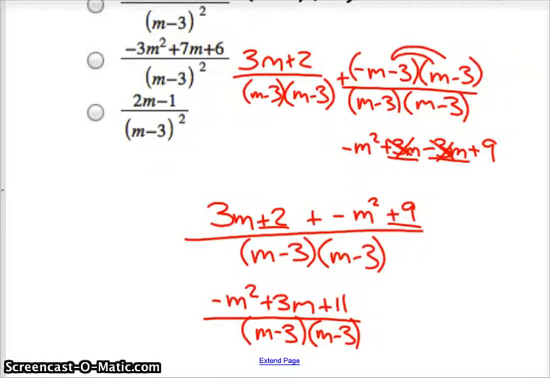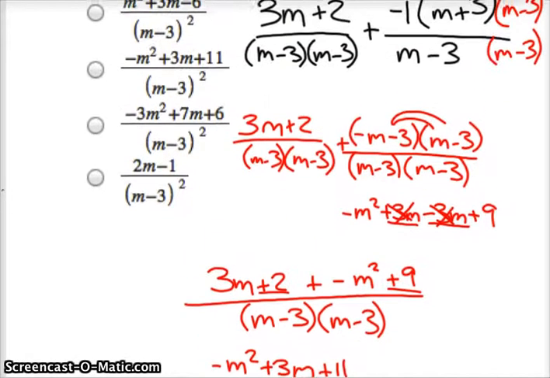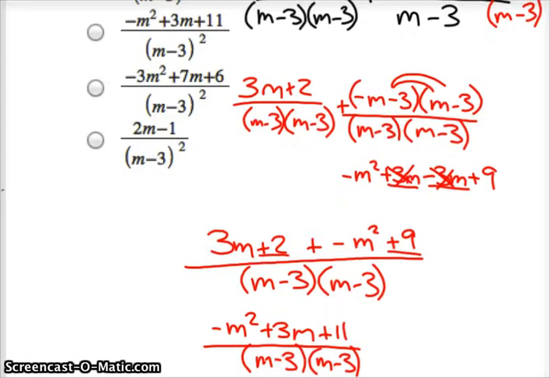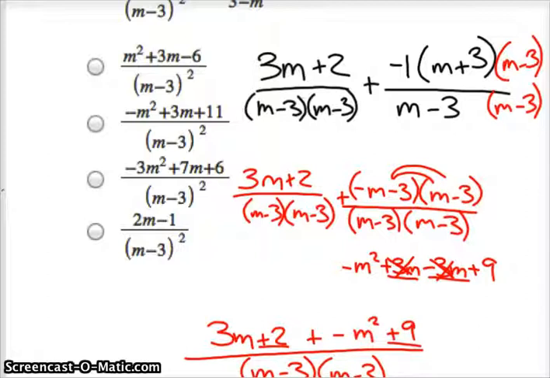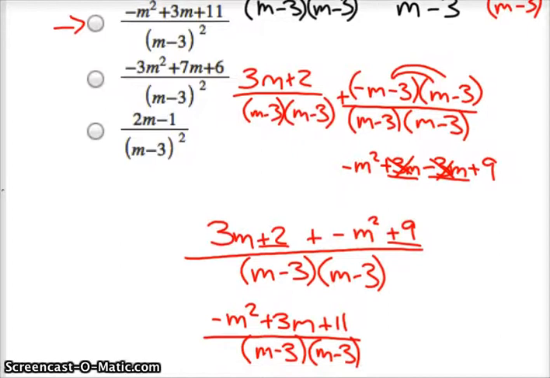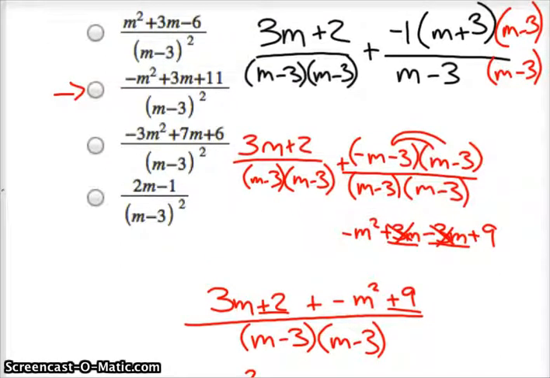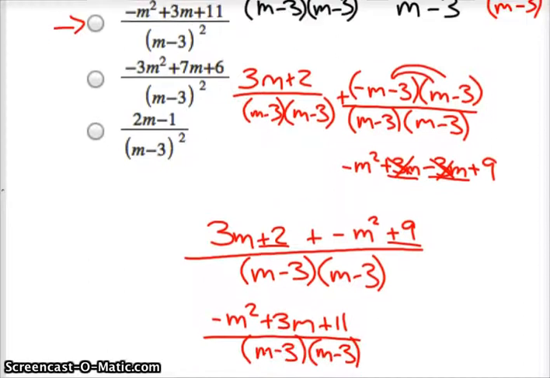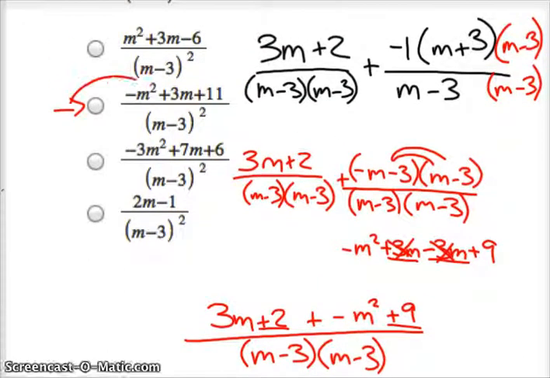So, looking at my answers up top, we'll see if any of these look similar. So first of all, I'm looking for the -m². It's my first term. And you'll notice only one of our options actually has a -m² in front, which is B right here. So let's see if the rest of it checks out. Looking for -m² + 3m + 11, which is true, checks at the top. The bottom has (m - 3)², or (m - 3) times (m - 3), which checks out as well. So my final answer would be B.